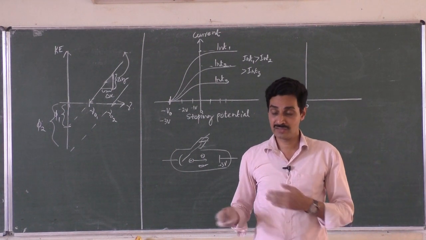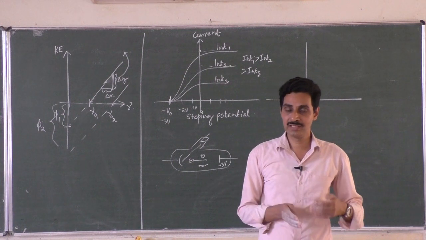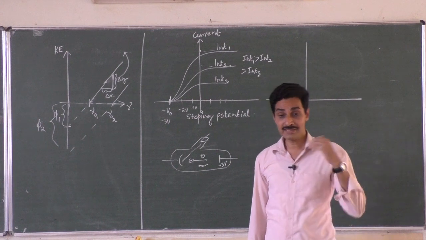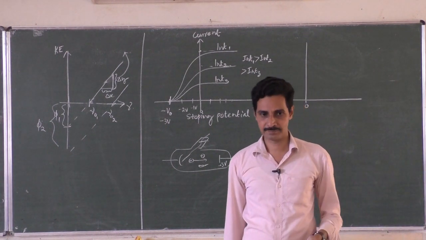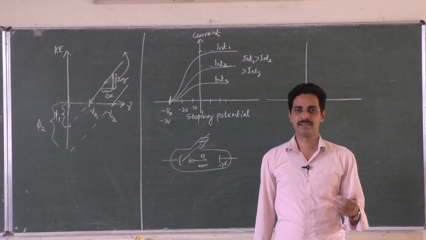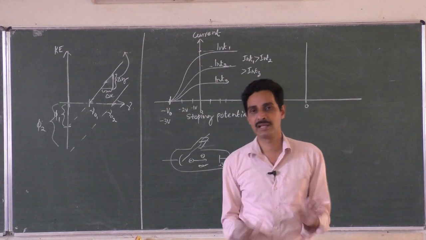In the sense, I change from blue light to yellow, yellow to green, green to something like this. We will increase the frequency. When the incident frequency is less, what happens? The energy required to come out is the same, and the remaining energy is less.